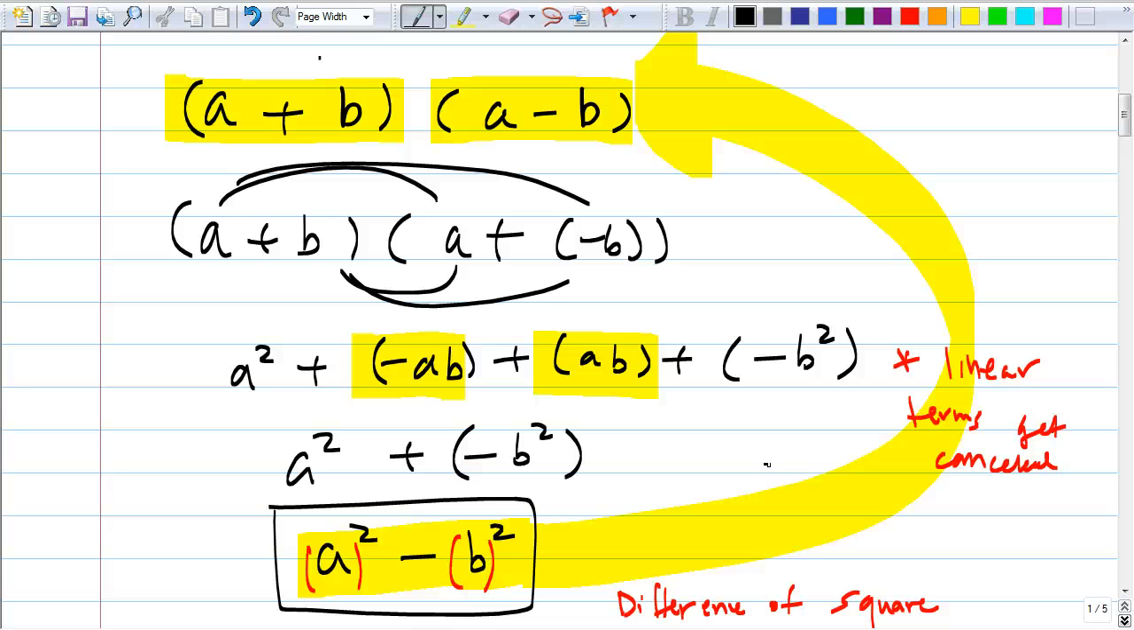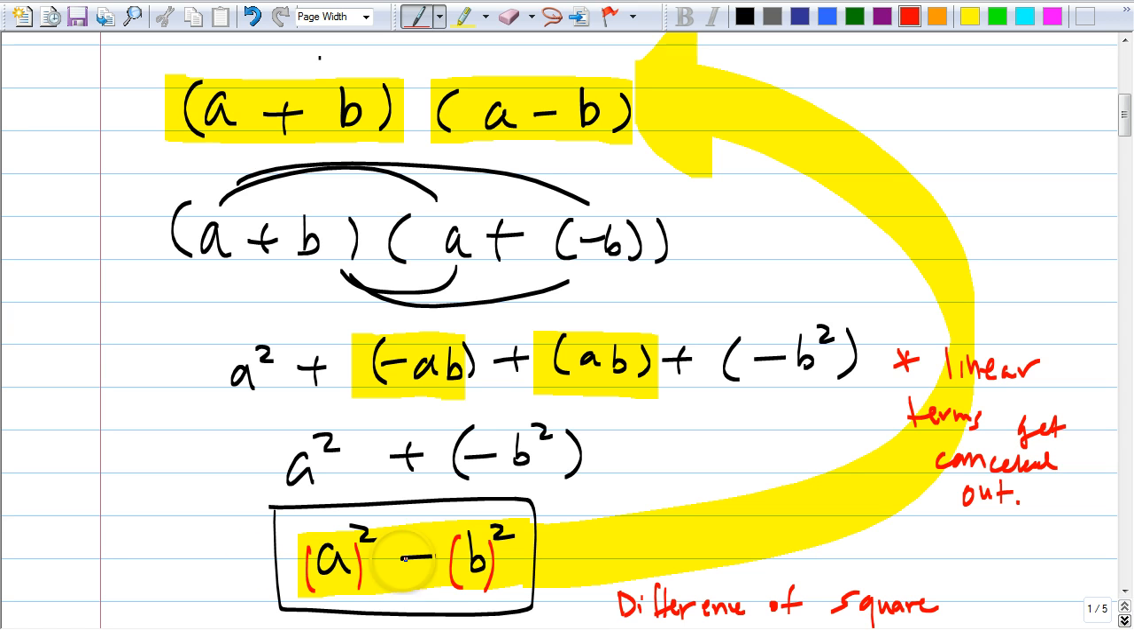Now, do you think this will happen every time when you multiply two binomials that look exactly alike, but one of them is addition, the other is subtraction? Do you think that linear term will always cancel out? Yes or no? Yes. Okay, so knowing this pattern, we are now able to factor something that looks like something squared minus something else squared. In other words, what's this called? Something squared minus something else squared. This is called the difference of squares. Right? Does that make sense?